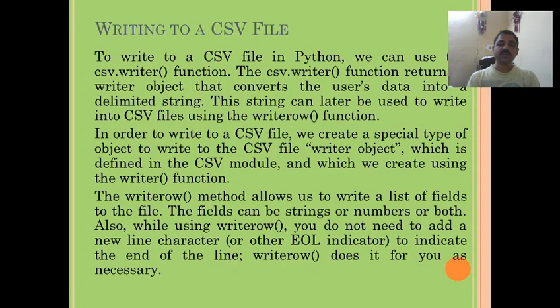The writerow method allows us to write a list of fields to the file. The fields can be strings or numbers or both. Also, while using writerow, you do not need to add a newline character to indicate the end of the line. Writerow does it for you as necessary. So we'll see the example.